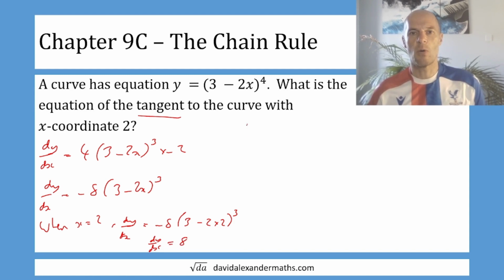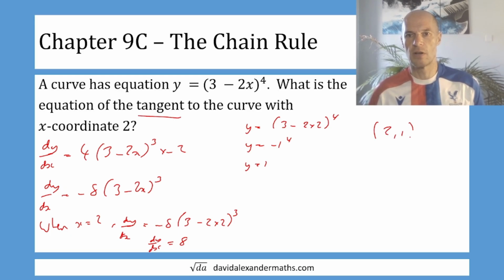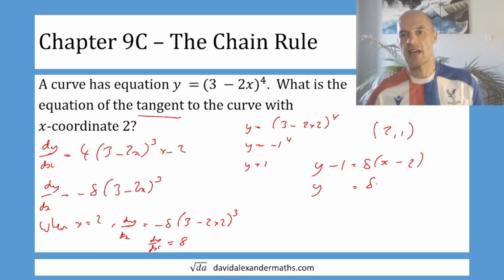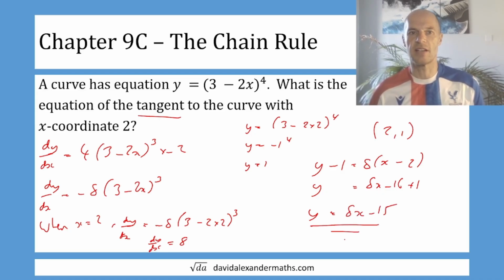Okay, let's work out what y is. Y is going to be (3 take away 2 times by 2) to the power of 4. So y is negative 1 to the power of 4, so y is 1. So the coordinates, let's just make a note, the coordinates are (2, 1). Okay, so we've got the gradient and the coordinates, so we can do y take away the y value equals the gradient, lots of x take away the x value, so y is going to be 8x take away 16 plus 1, so y is 8x minus 15. There we have it. That is the equation of the tangent when x is 2.